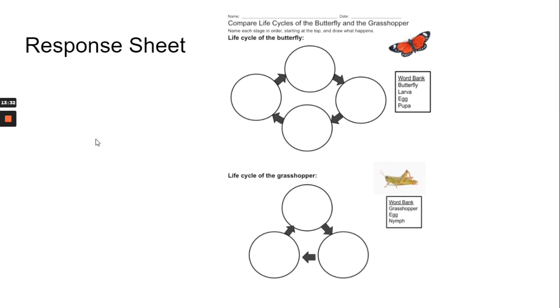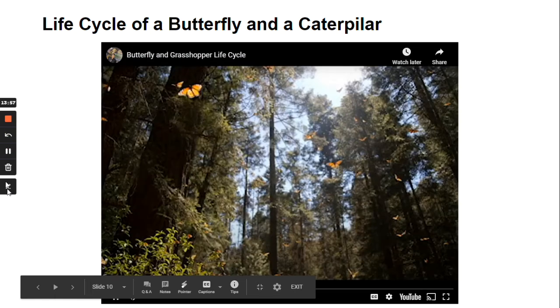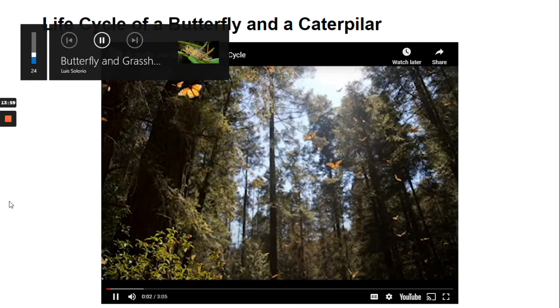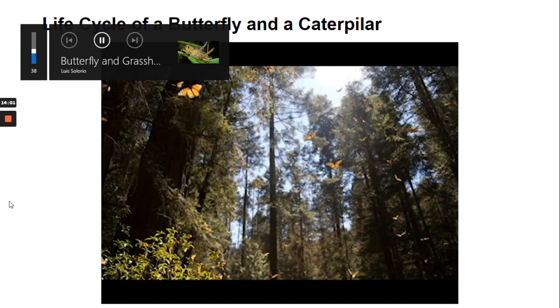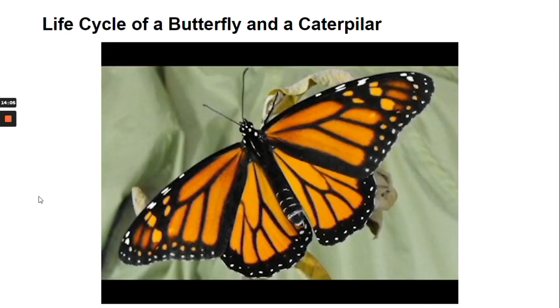On your response sheet, you can complete the second part of the first page, life cycle of the grasshopper. You're going to name each stage and draw what happens. Let's do a quick check on two organisms and their life cycles. First, we are going to start with the butterfly.